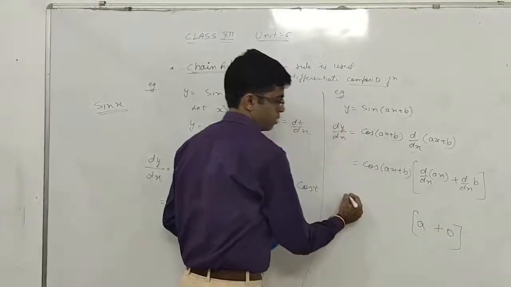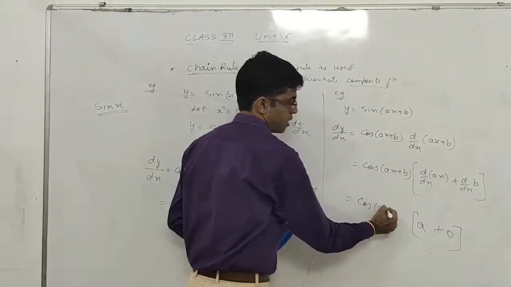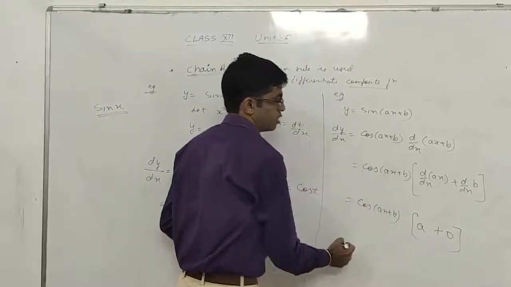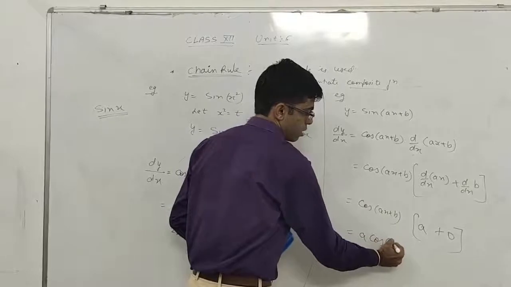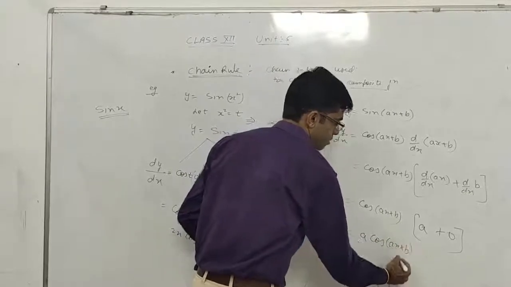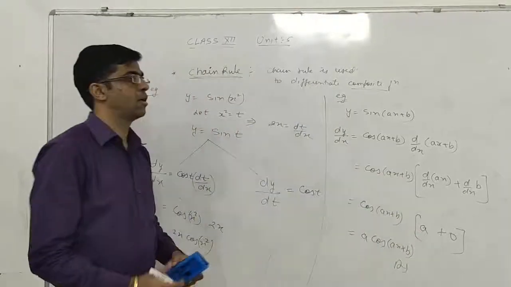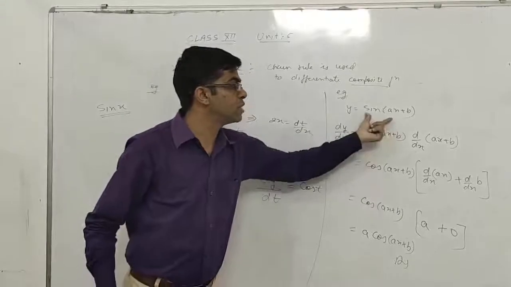So the answer of the differentiation of this function with respect to x is a cos of ax plus b. This is the final answer, and in many questions we will use this chain rule.